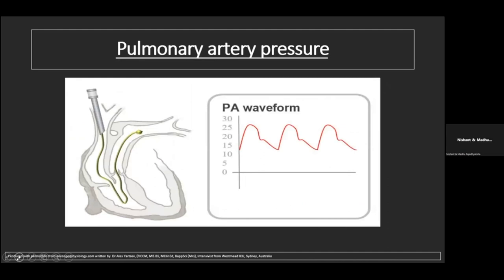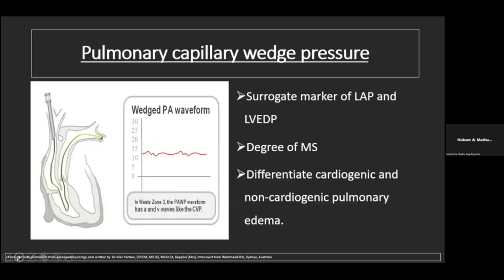If we advance the catheter further past the pulmonary valve, one can see a pulmonary waveform which resembles the waveform of any other artery. At this stage, diastolic pressure will rise to 6 to 12 millimeters of mercury. This is due to the flow resistance in the pulmonary arterial network. This is the fabled PA diastolic pressure, which maintains a supposedly stable and reliable relationship with the pulmonary capillary wedge pressure.